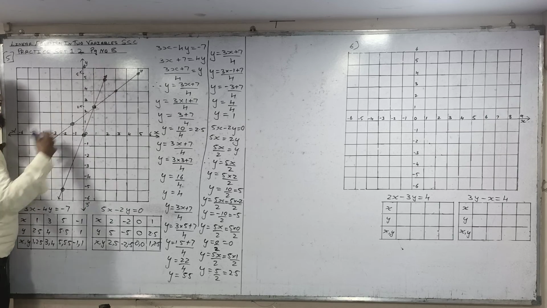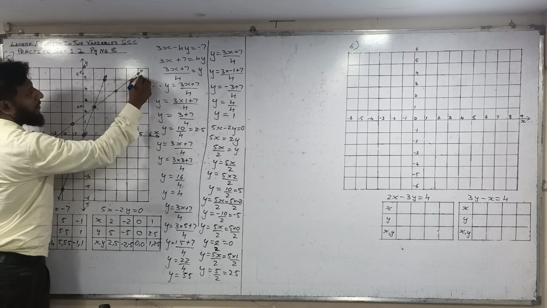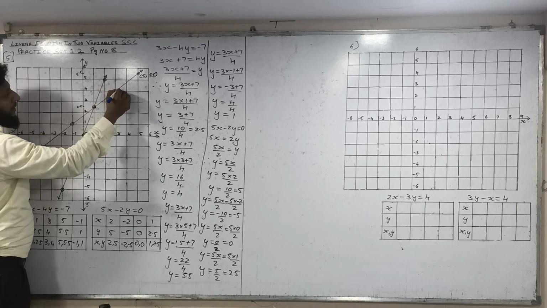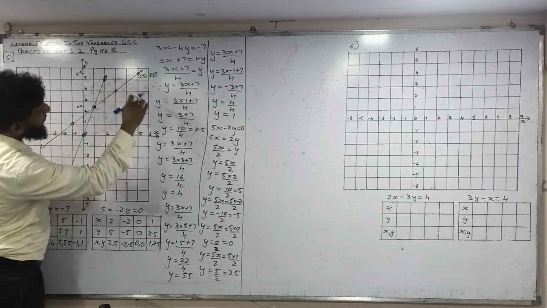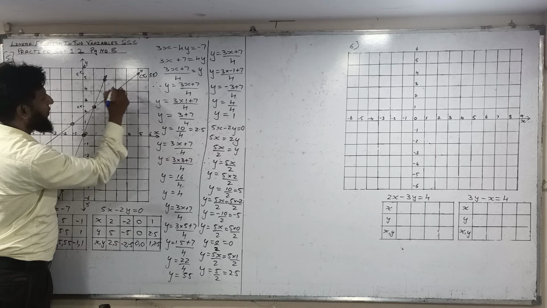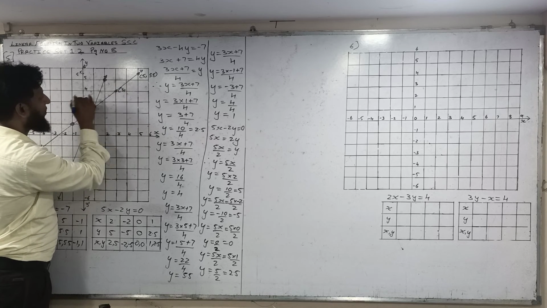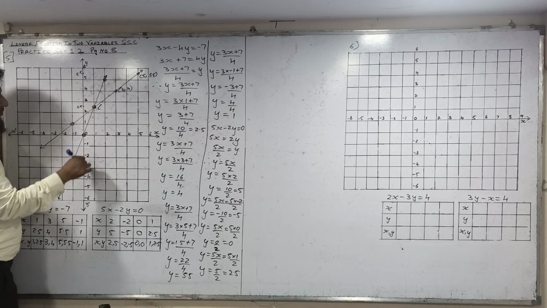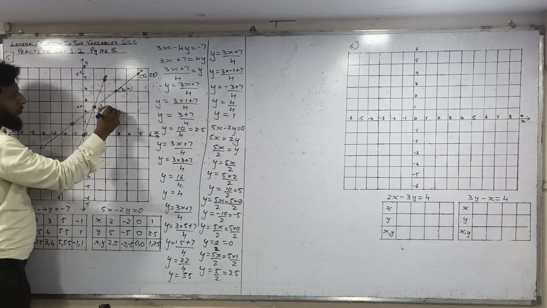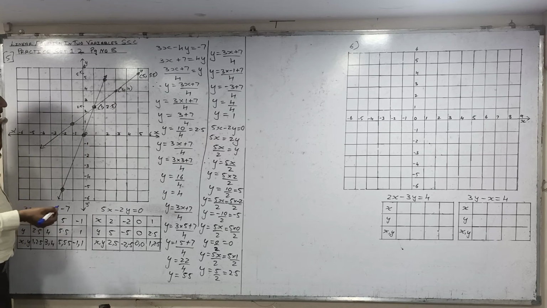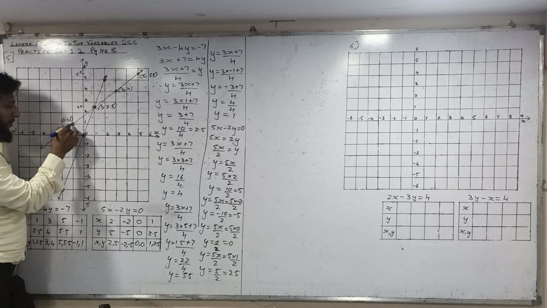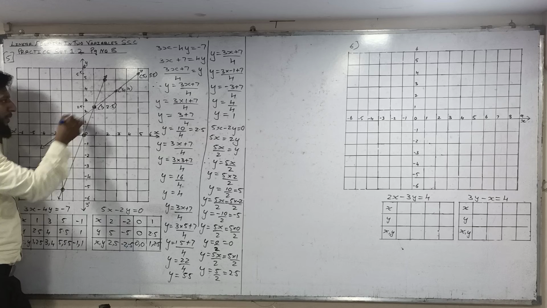So I will take first this line. So x value 5, y value 5.5. Now this x value 3 and y value 4. First 3 then 4. Then this point x value 1 and y value 2.5, and this point x value minus 1, y value plus 1. So I have written this point.